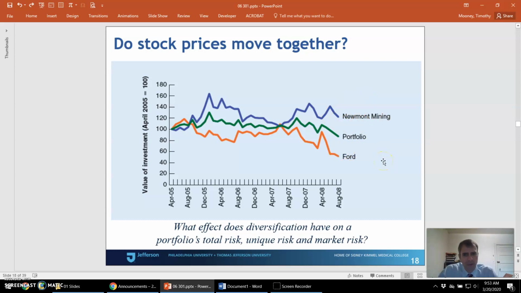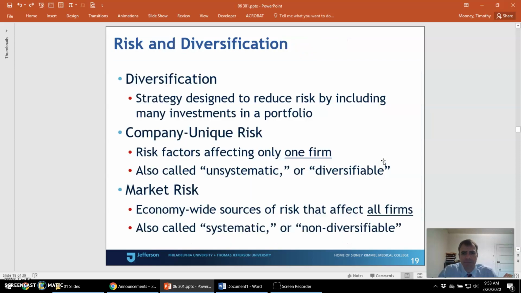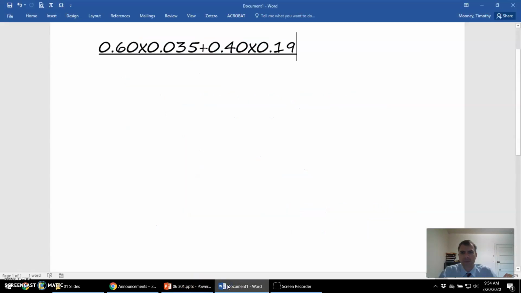And that's the effect of diversification, right? To understand diversification, we have to talk about two different categories of risk. There are some risks that affect just one firm. That's company unique risk, right? And then there are some things that affect all firms. That's called market risk. So let's differentiate between those two.